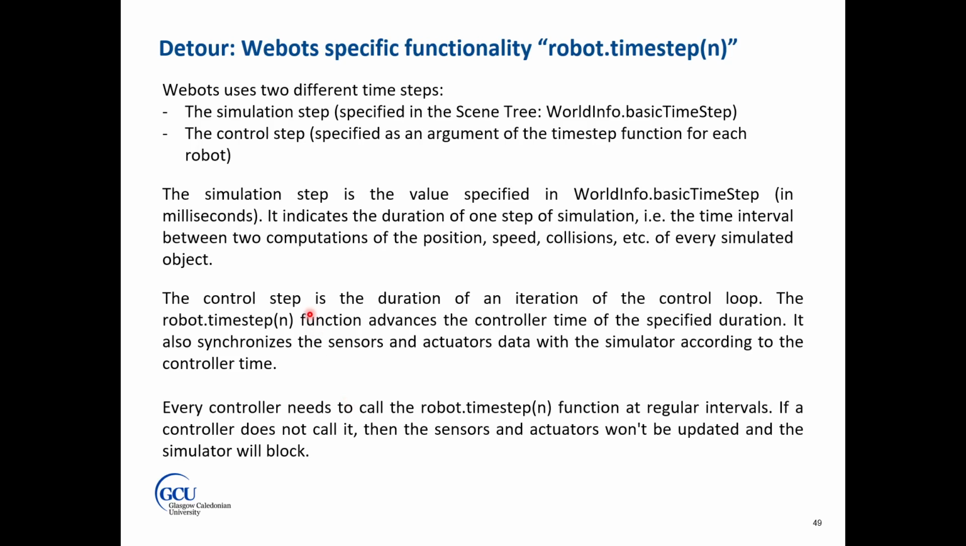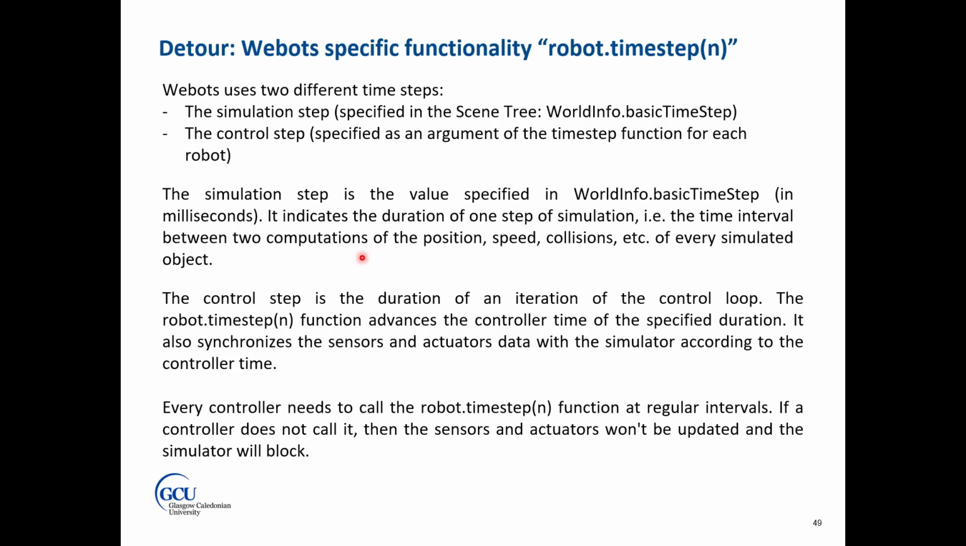So as I was saying, the robot has two different time steps. One of them is the simulation step, and the other one is the control step. The simulation step is the value specified in the scene tree in WorldInfo basicTimeStep in milliseconds, and it indicates the duration of one step of the simulation. For example, the time interval between two computations of a position, speed, collision, etc. of every simulated object. I hope you get the idea.